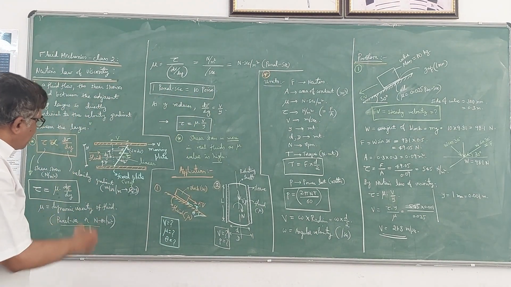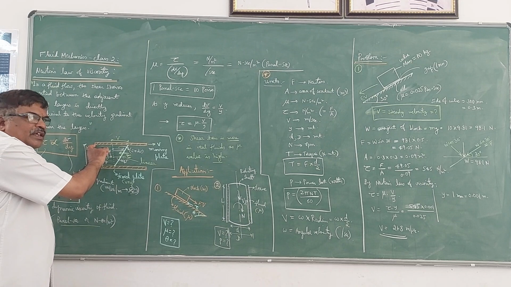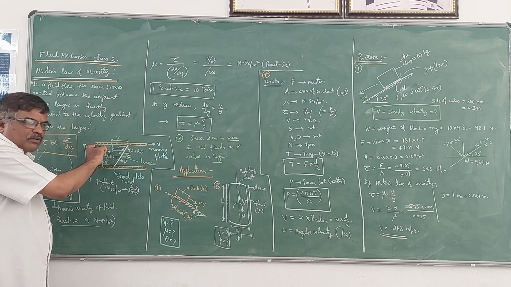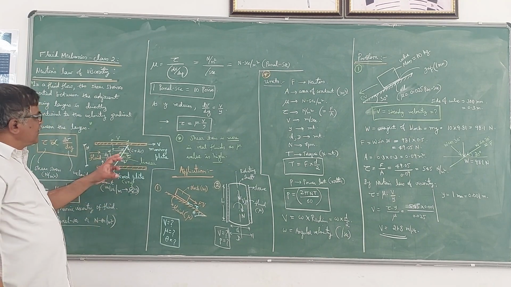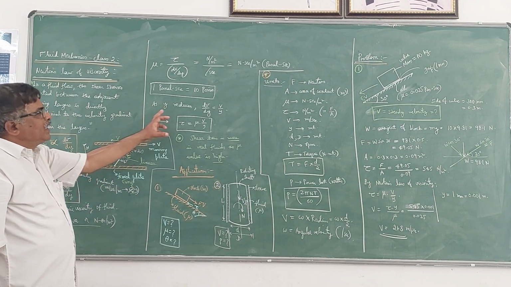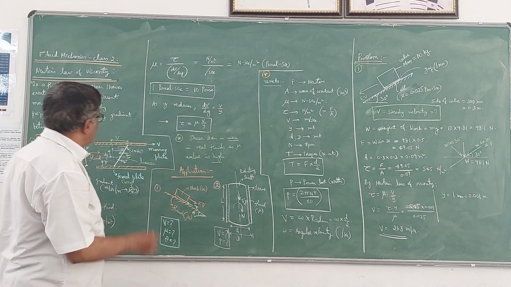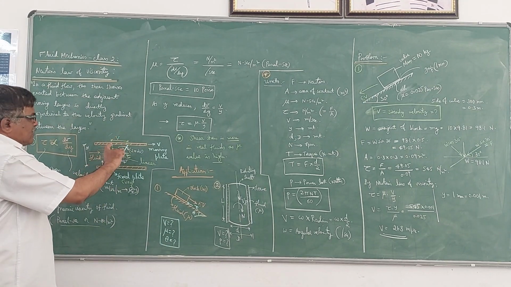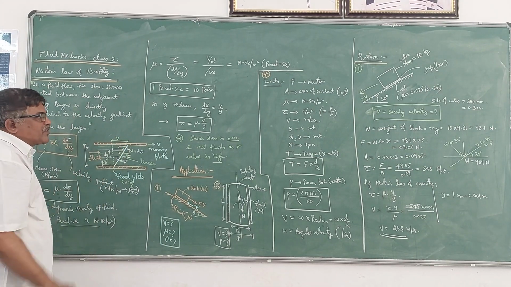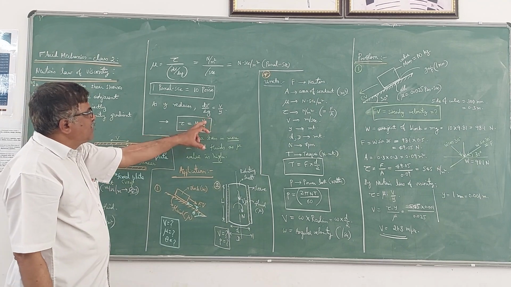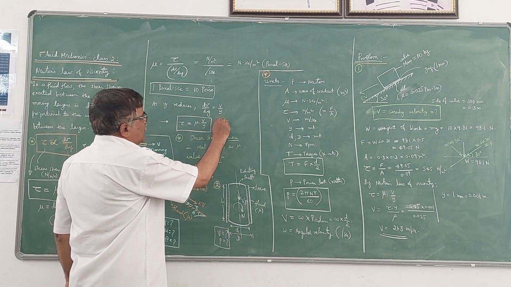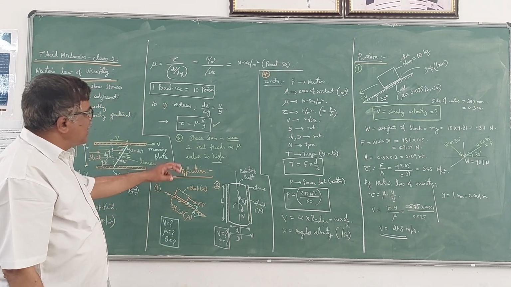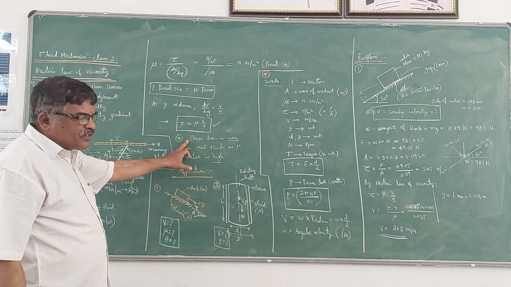Now, if the distance between the two plates, whatever I have taken, is very small, then dv by dy can be equated to v by y, where v is the velocity here and y is the distance between the two plates. In that case, dv by dy can be replaced by v by y and tau becomes mu into v by y.